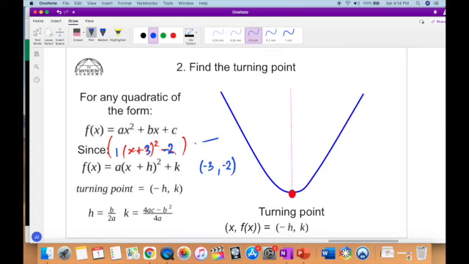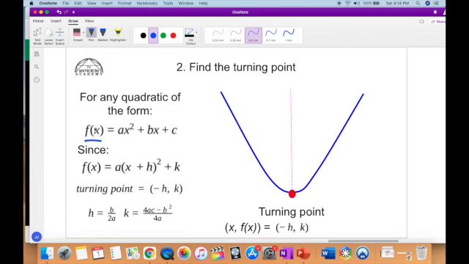So for some questions, if the examiner is a good guy, then he'll probably give it to you in the form of completing the square. However, if not, then you need to complete the square to find h and k, and that will be your turning point. Let me know when you're done. Write this down, this you definitely need. Alright, now remember this f of x thing.